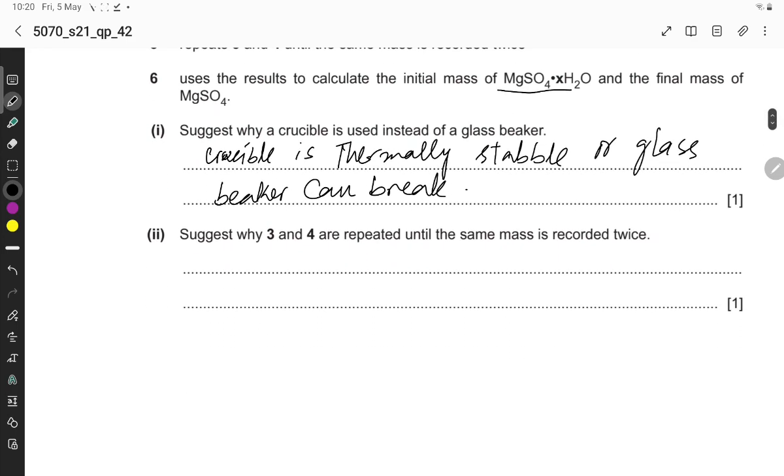Suggest why 3 and 4 are repeated until the same mass is recorded twice. To ensure the reaction is completed.